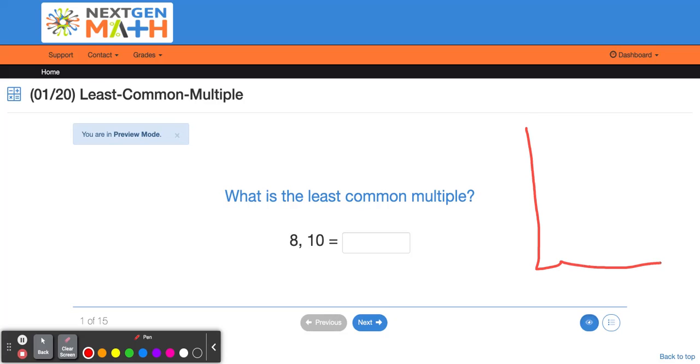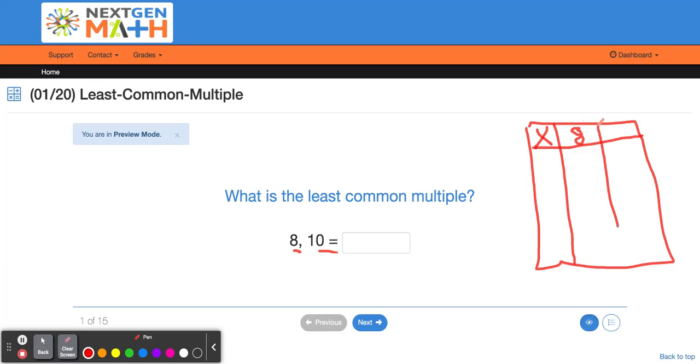So I'm going to create my box. The two numbers that are going to go in my box will be the number 8 and 10. So I have the number 8 and the number 10. And you basically are going to find the least common multiple that these two numbers have in common. So I'm going to start with very simple.